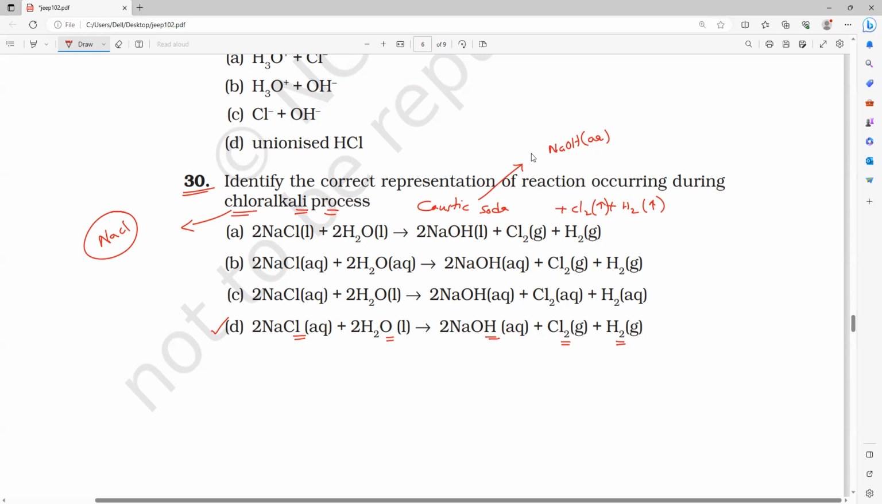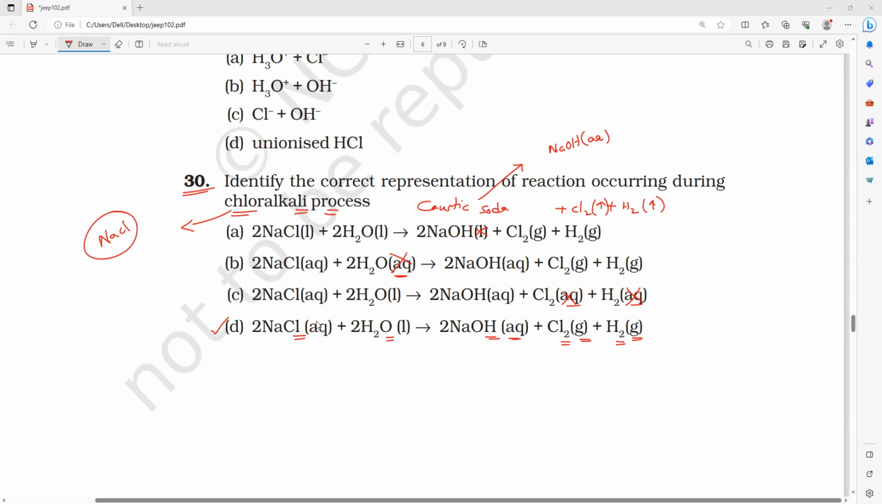Here they are mentioning physical state: water in aqueous state, wrong. Chlorine and hydrogen gas in aqueous state, it is wrong. And this one, NaOH in aqueous state, it is wrong. So based upon the physical state only it is decided. That is the importance of physical state. If you know the physical state correctly, you can answer it very clearly. So the 30th question answer is this. This is one of the most important equations, so please all of you learn it very carefully.